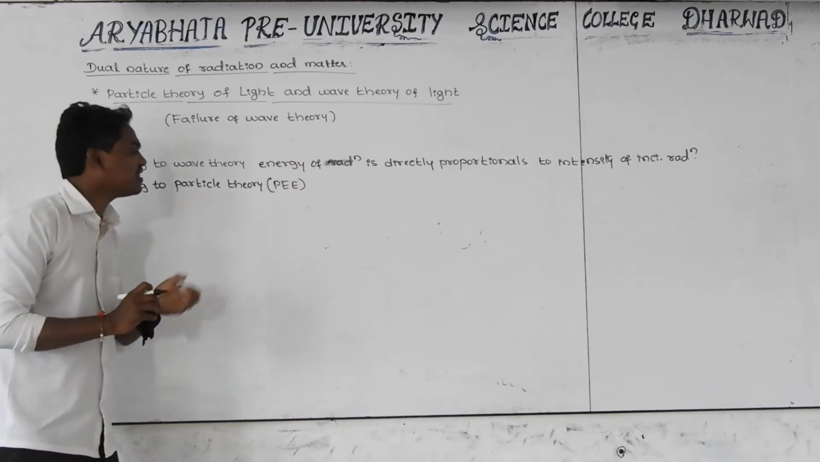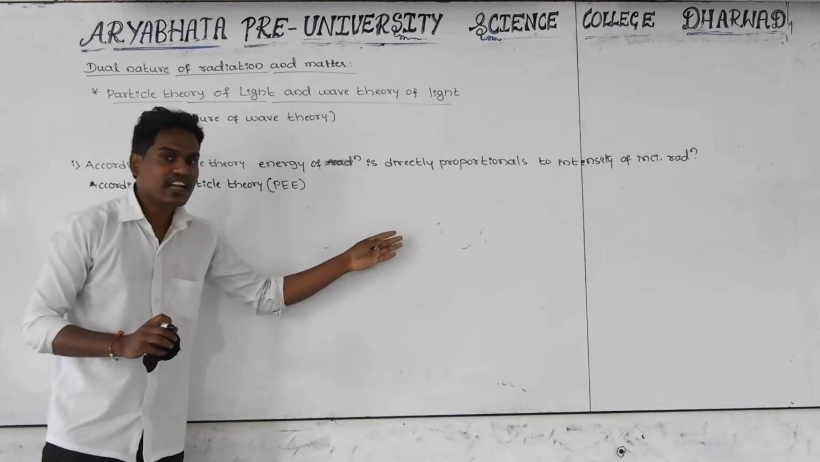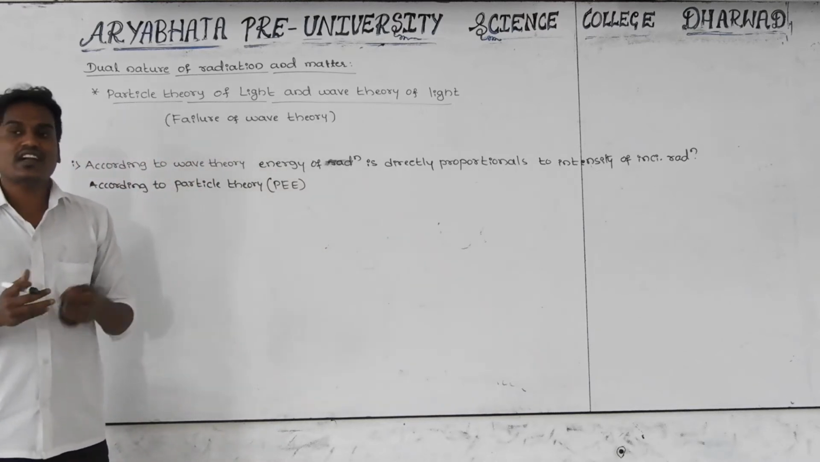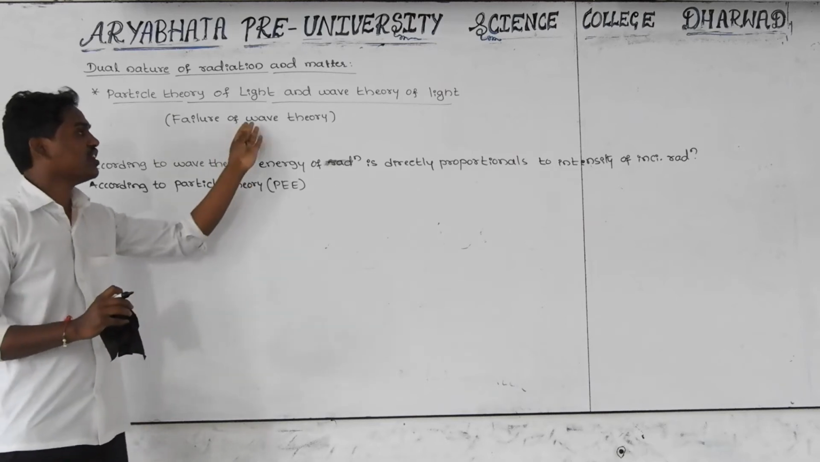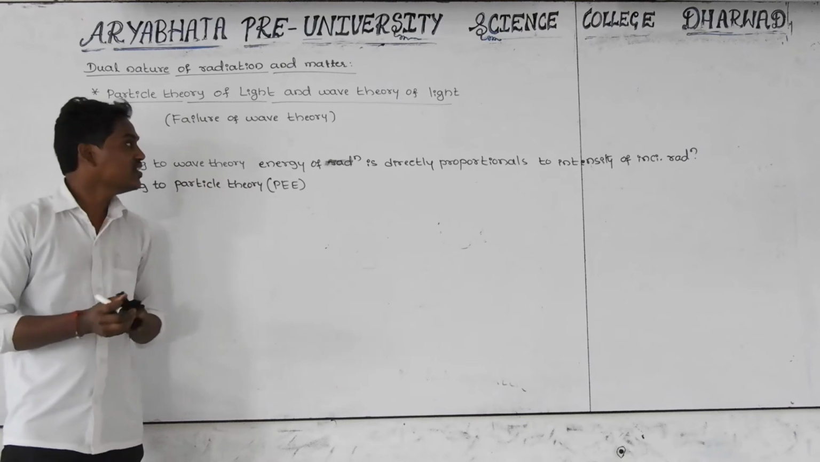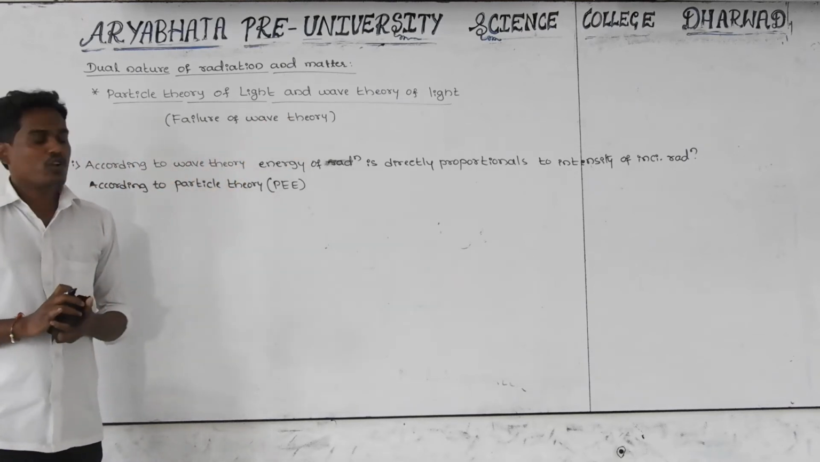But according to particle theory, the energy of the emitted electron does not depend upon the intensity. What is the reason behind this? That reason cannot be explained by the wave theory. Why is it happening so? The wave theory cannot explain it. This is a failure of wave theory.